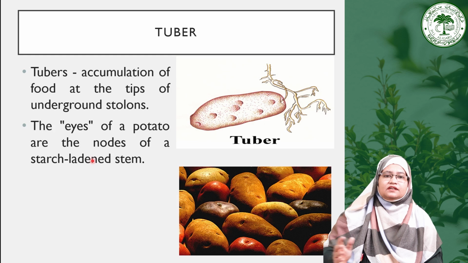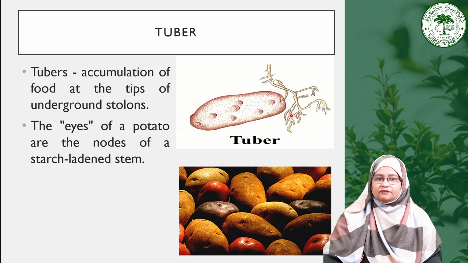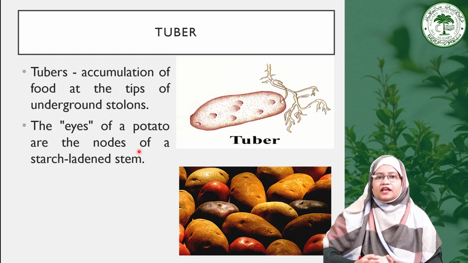Now moving towards the last underground stem modification, that is the tuber. In a tuber, there is accumulation of food at the tip of the underground stolon, and that is termed as the tuber. As you can see, these are the tubers, and these eyes of potato have the nodes. These are the nodal regions, and these are starch-laden stems. A quite large amount of starch is stored in this particular type of stem.